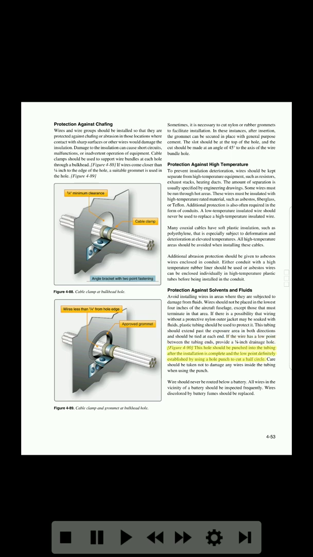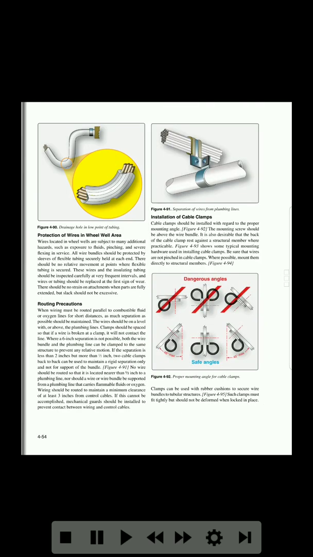Figure 4-90. This hole should be punched into the tubing after the installation is complete, and the low point definitely established, by using a hole punch to cut a half circle. Care should be taken not to damage any wires inside the tubing when using the punch. Wire should never be routed below a battery. All wires in the vicinity of a battery should be inspected frequently. Wires discolored by battery fumes should be replaced. Figure 4-89. Cable clamp and grommet at bulkhead hole. 4-53. Figure 4-91. Separation of wires from plumbing lines. Figure 4-90. Drainage hole in low point of tubing.